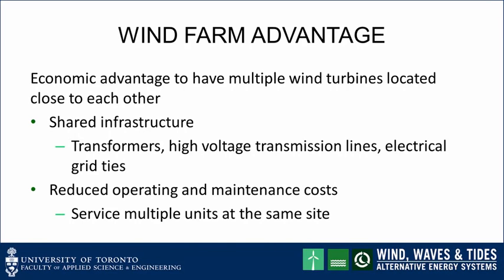There are economic advantages to having multiple wind turbines located close to each other, as opposed to a more distributed placement. The first advantage is shared infrastructure. Large components such as transformers, high voltage transmission lines, electrical grid ties, and other infrastructure may be shared if the wind turbines are close enough together. For example, essentially replacing multiple transformers with a single larger one. This is more cost effective.